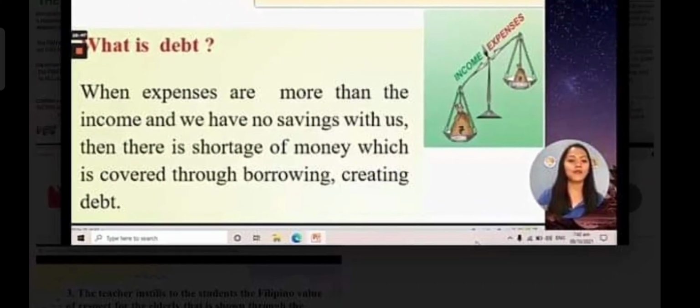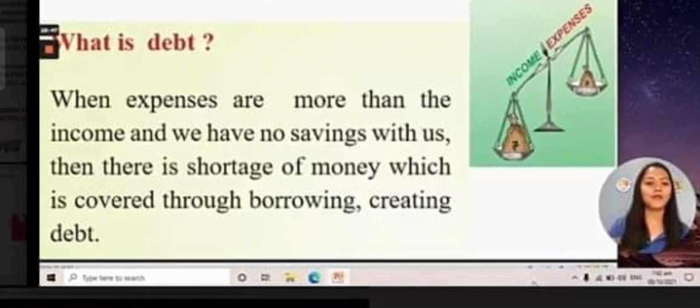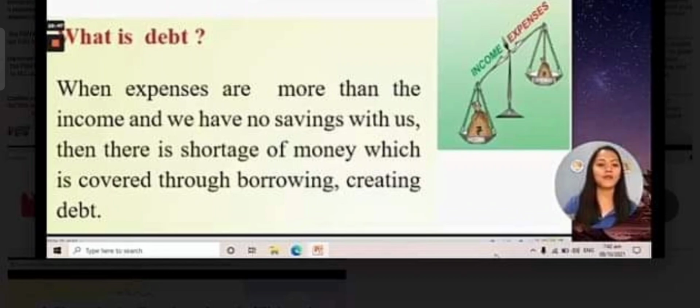So what is debt? When expenses are more than the income that you have, there is no saving. There is a shortage of money which is covered through borrowing, creating debt. The Philippines is prone to a culture of utang. The salary is very small, and the prices are very high. So borrowing is very crucial in the Philippines, because the inflation rate is always increasing, but the salary increases only a little. That's why people have to borrow.